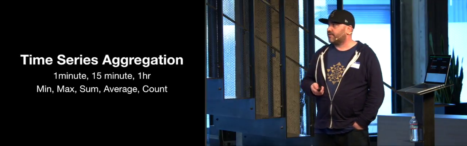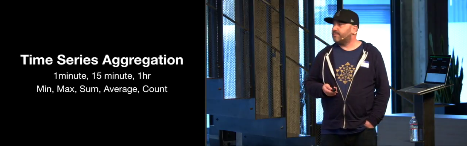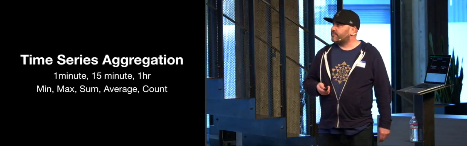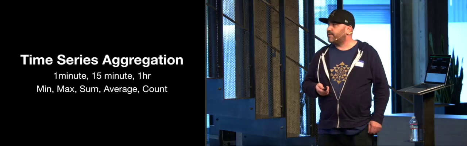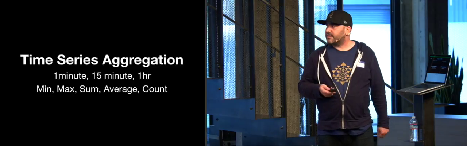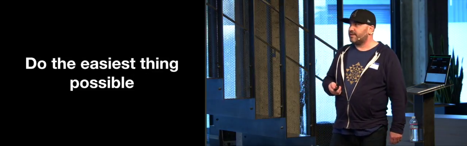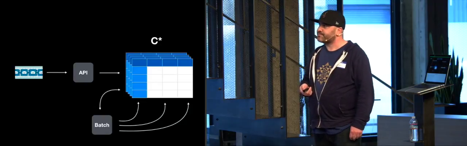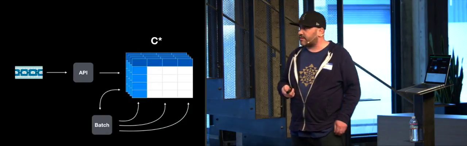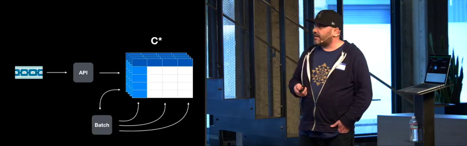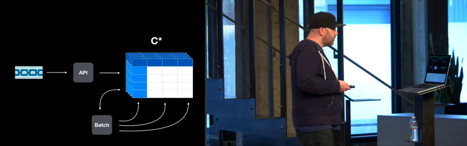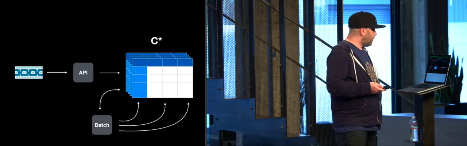After we got that in, we decided we wanted to do time series aggregation, 1 minute, 15 minute, 1 hour, and do basic computations on that: min, max, sum, averages, counts. So the first thing we did was the easiest thing possible, which was batch-based processing for these aggregations. It was a simple Ruby job that would run on a cron, and it actually works great.